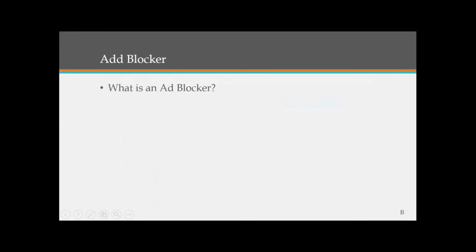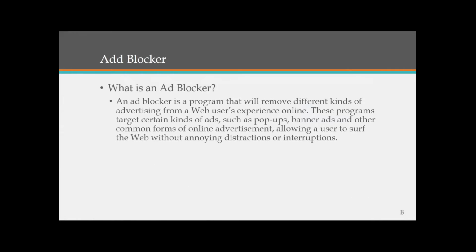Ad blocker. What is an ad blocker? Ads come up on various websites that you go to. And an ad blocker is something that removes those advertisements. There are pop-ups, banners, other common forms of online advertisement, allowing a user to surf the web without annoying distractions. So that's what you want to have occur, right? The best ad blocker out there is called Adblock Plus. It's either free or there's a minimum charge for it. And it's very, very effective.